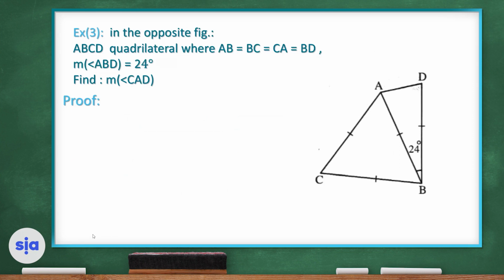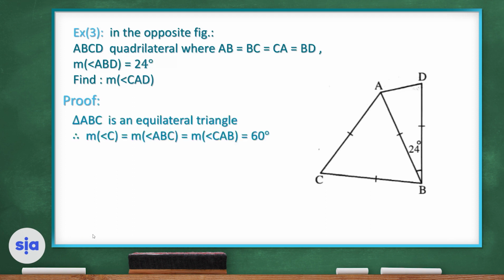Exercise 3, in the opposite figure, ABCD is a quadrilateral where AB is equal to BC is equal to CA is equal to BD. And the measure of angle ABD is 24 degrees. Find the measure of angle CAD. Since ABC is an equilateral triangle, therefore the measure of angle C is equal to the measure of angle ABC is equal to the measure of angle CAB, which is 60 degrees.